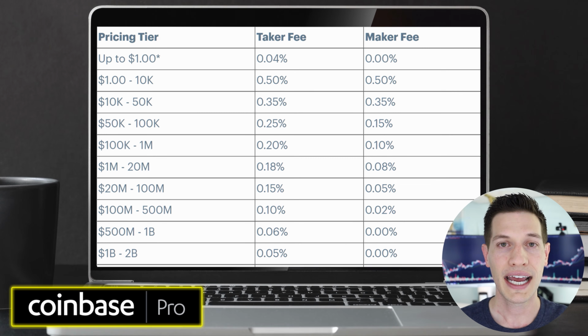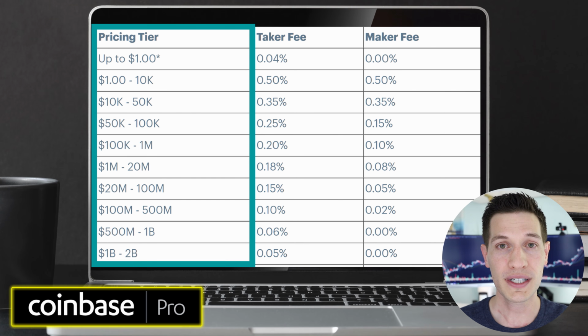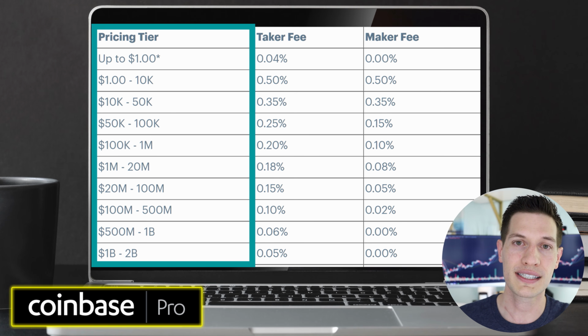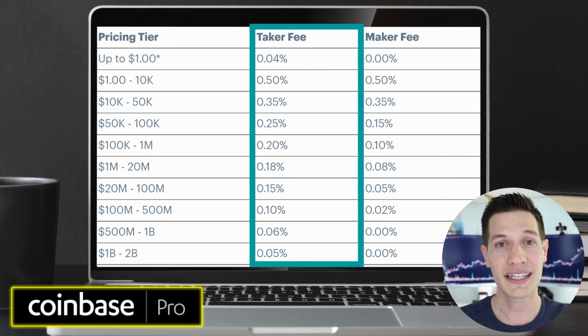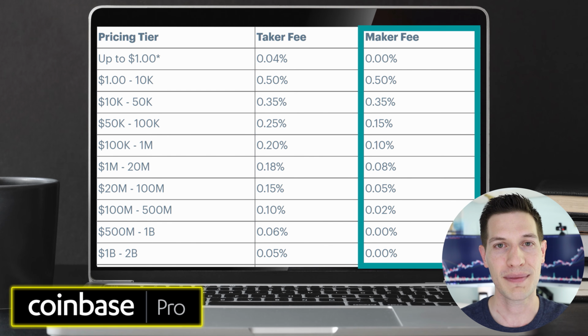Taker and Maker are what is used to determine what fee you pay when you trade cryptocurrency. Oftentimes, if you look up fee schedule or fee on Coinbase Pro or Kraken Pro or any of these exchanges, you're going to see a table that looks something like this. It typically has 3 columns. The first one is based off of how much you trade or the volume you trade. This determines what price tier you're going to fall into. The second is typically the taker fee, and the third is the maker fee.